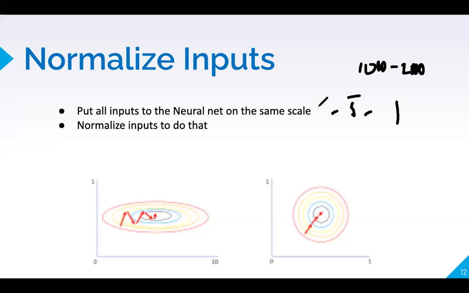But there's another more accurate way of normalizing inputs, and that's by using standard deviation and mean, but I'm not going to be going over that right now. You can look more into that. I believe it's called Xavier initialization. I forgot what it's called, but it's basically just another way for us to normalize inputs.